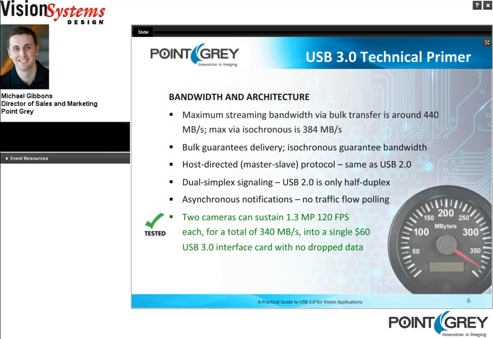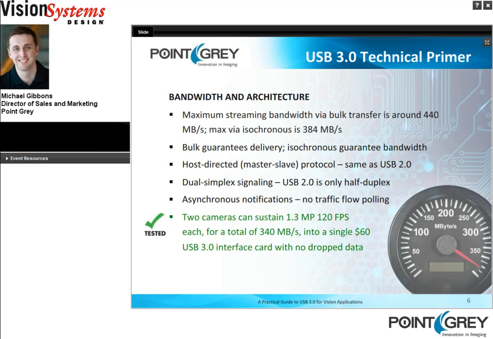The communication method has changed. Under USB 2, it was only half duplex, which means that data can only flow in a single direction at a time, which is obviously not very efficient. With USB 3, it's now changed to dual simplex signaling, which means that data can flow in both directions simultaneously, and again, much more efficient.